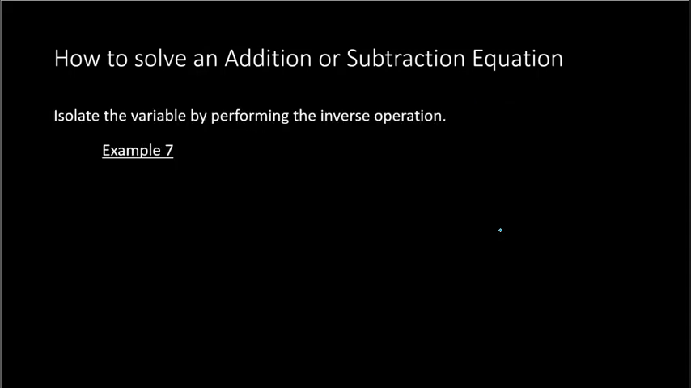Next example, we have a decimal thrown in here. So we have 1.2 plus x equals 17. So if it's helpful, you could rearrange this. Instead of 1.2 plus x, you could put x first to get x plus 1.2 equals 17. You don't need to do that, but you can if you want.